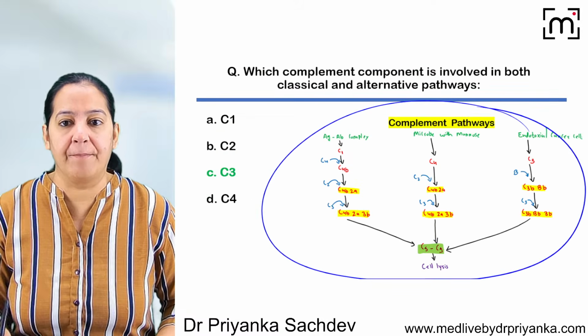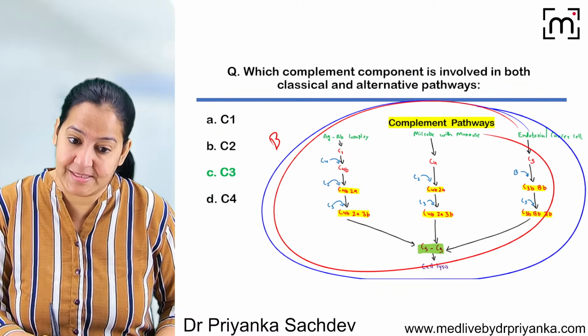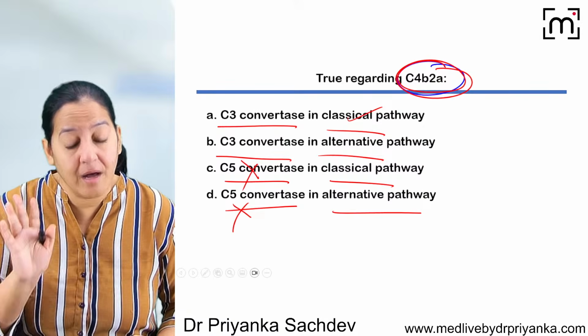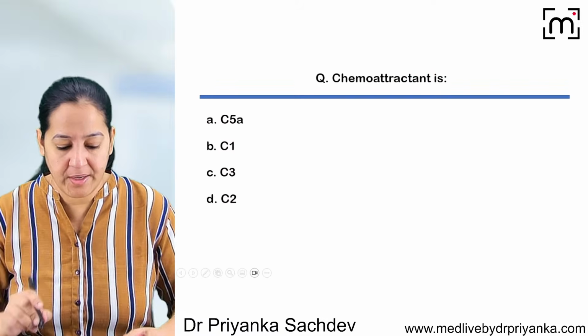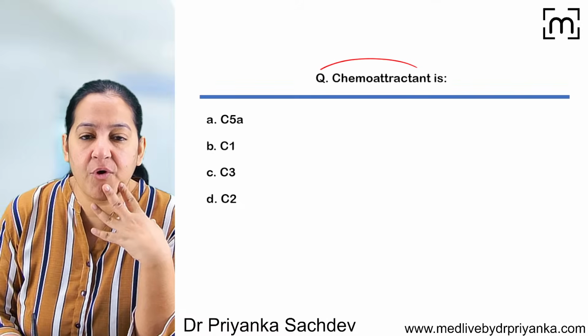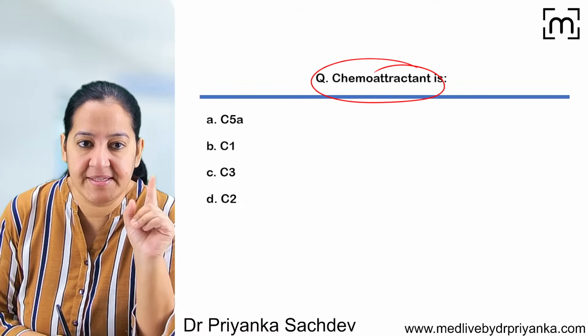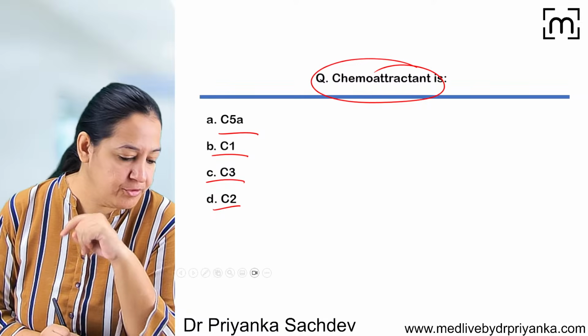If you can understand the complete cascade, it's best. But if you can't learn it, it's okay. Learn the C3 and C5 convertase. You can't afford missing that. The next question, tell me the function. Which of the following is the chemoattractant? Is it C5A, C1, C3 or C2? I told you the functions now.